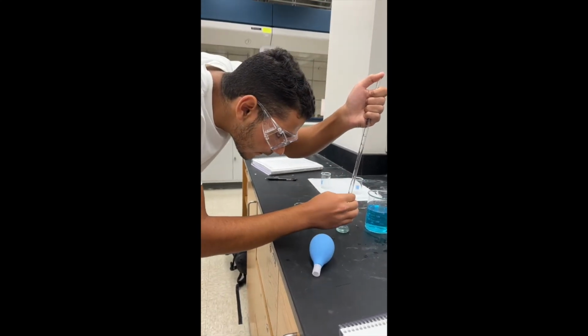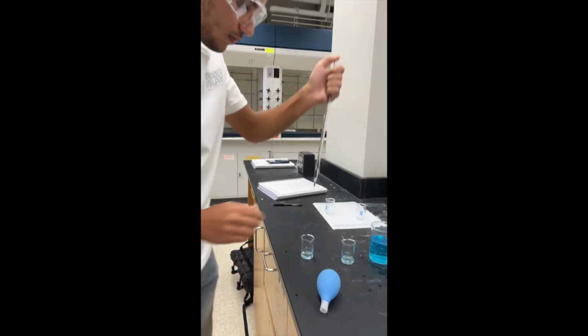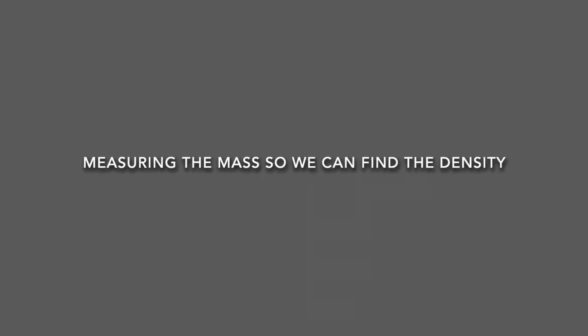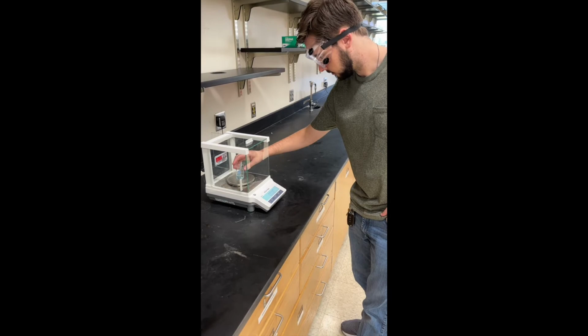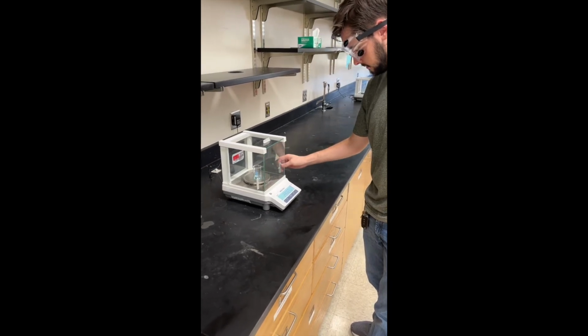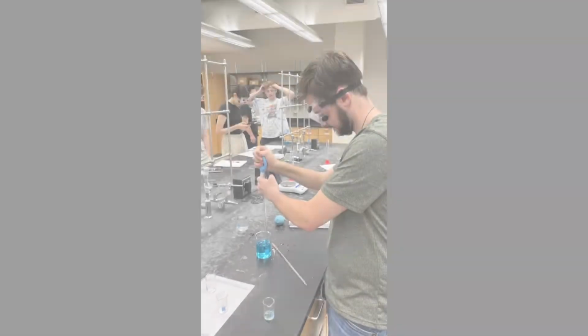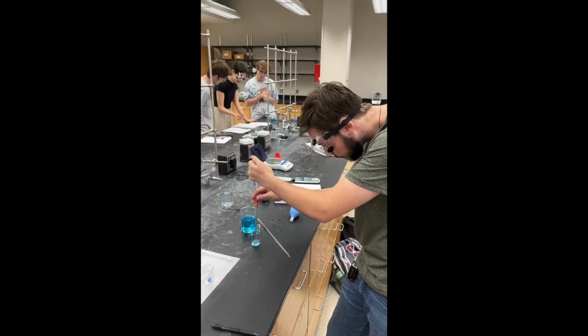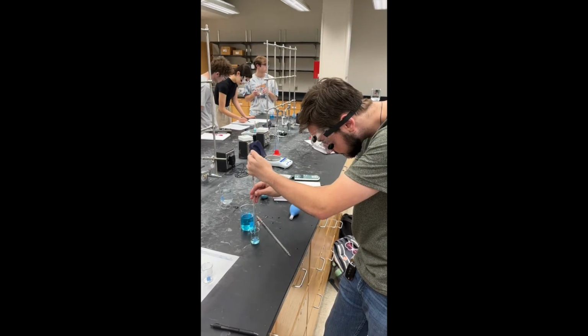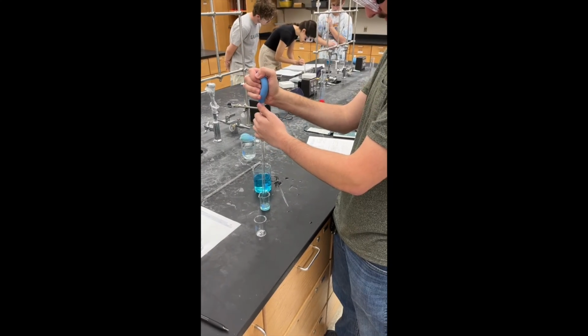Since the original solution already has a volume of 5 milliliters, we take the difference in final and initial volumes and add 5 milliliters of blue water to create a 10 milliliter solution at 10% concentration. Using a graduated pipette, 5 milliliters were taken from the 10% concentration to repeat the same equation and process for the 5% concentration and again for the 2.5% concentration as shown in the video above.